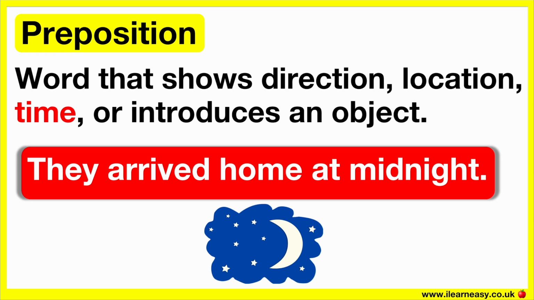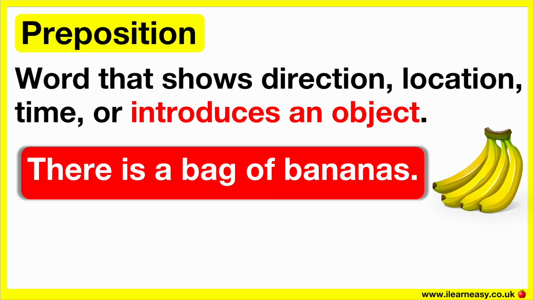They arrived home at midnight. The preposition in this sentence is at. This is an example of a preposition showing time. There is a bag of bananas. The preposition in this sentence is of. This is an example of a preposition introducing an object.